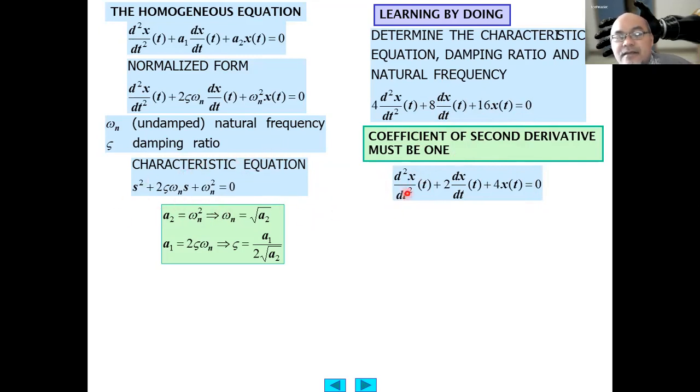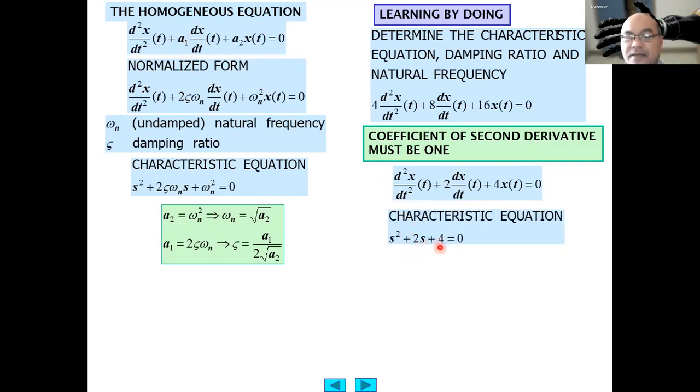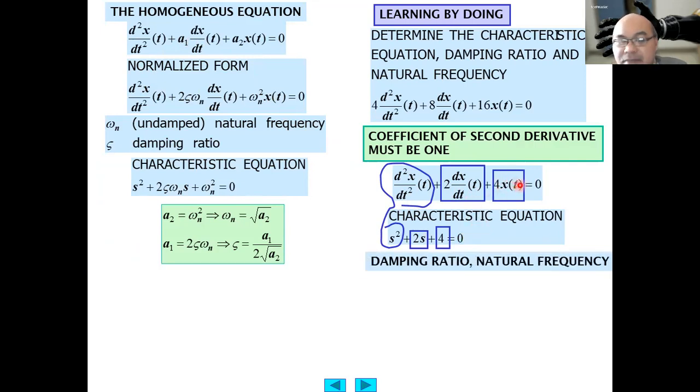So this can be rewritten as s square plus 2 zeta omega n s plus 4 equals 0. 4 becomes the A2 and 2 here becomes the A1. Okay, s square plus 2s plus 4 equals 0. From here, the s square comes from d square x dt square, s comes from dx dt, and x(t) becomes 1.